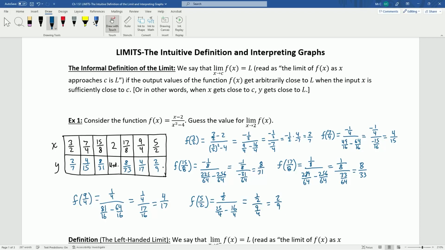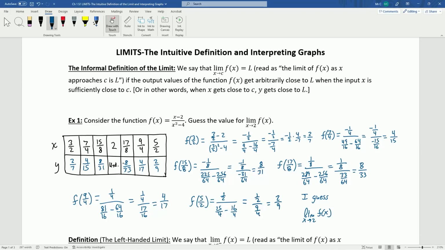Now, I could convert all of these to decimals and then determine, hey, what decimal does it look like it's approaching? But actually, this function I chose to be pretty nice. It's pretty convenient. So we can actually just figure it out by looking at the fractions that we have involved here. So notice 2 is in between each of these pairs of numbers.